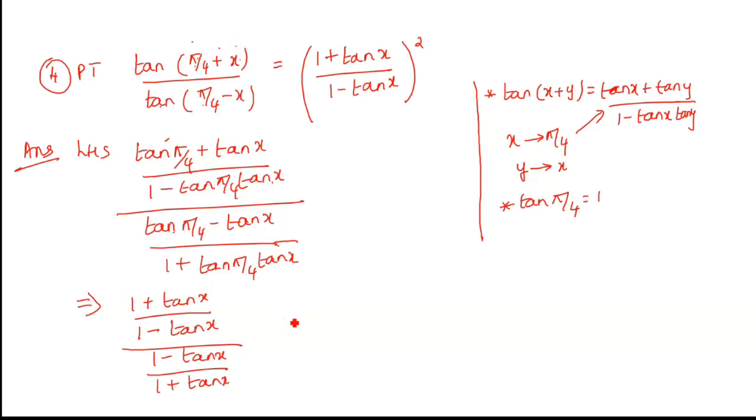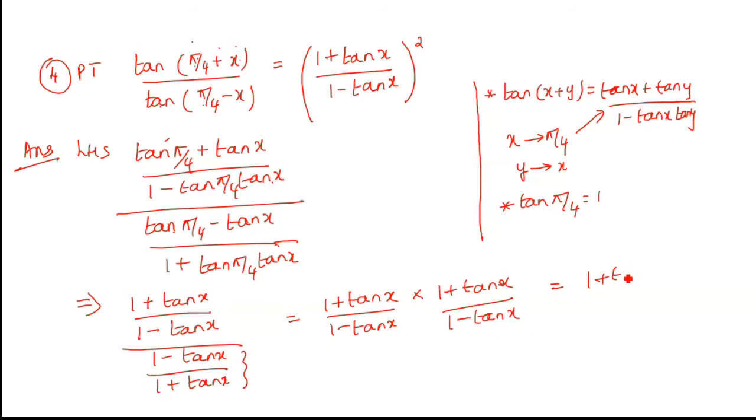Now this is equal to (1 plus tan x by 1 minus tan x) into, whenever we have a fraction, we write it multiplied by the reciprocal. So we have (1 plus tan x by 1 minus tan x). Done. Therefore this is equal to (1 plus tan x) the whole square by (1 minus tan x) the whole square, which I can write as (1 plus tan x by 1 minus tan x) the whole square as my answer, and that is the right hand side.